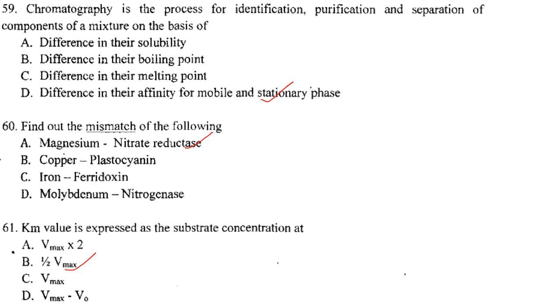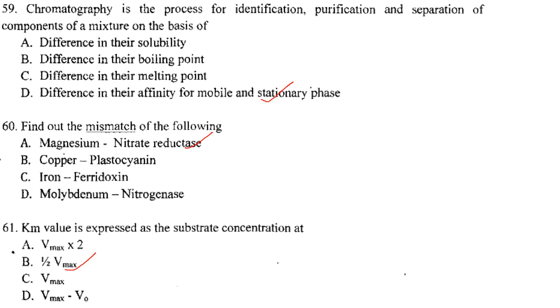Then chromatography is the process for identification, purification and separation of components of a mixture on the basis of. So it is on the basis of difference in the affinity for mobile and stationary phase. Answer is option D. Then find out the mismatch of the following. So magnesium nitrate reductase. It is not magnesium, it is molybdenum. So that itself is the mismatch. Answer is option A.